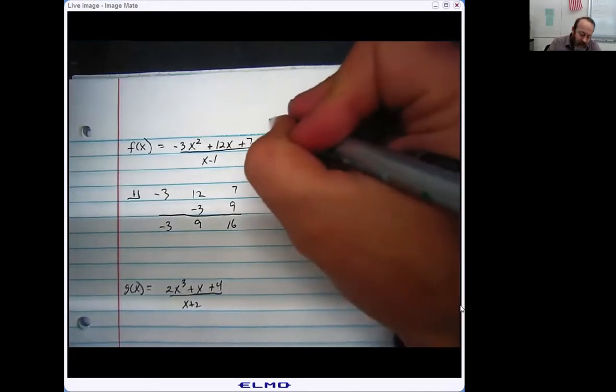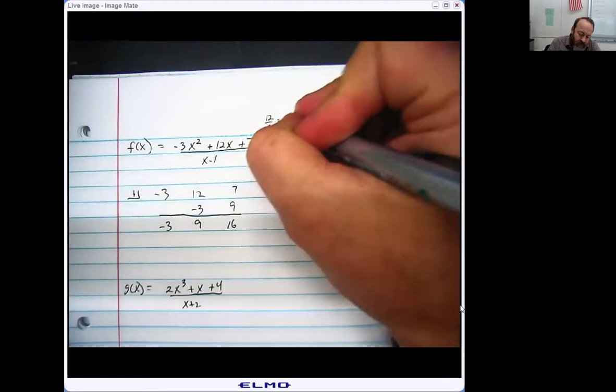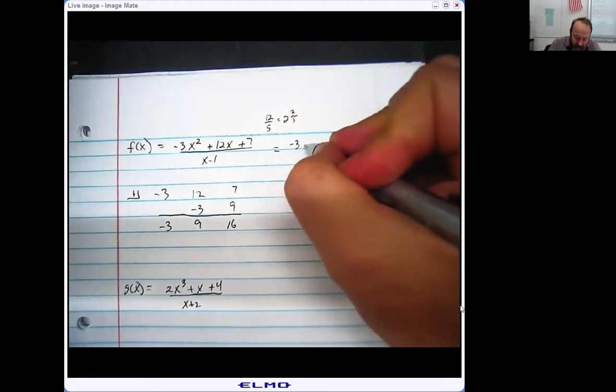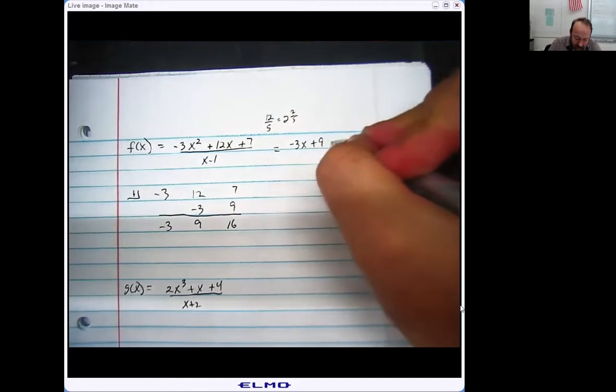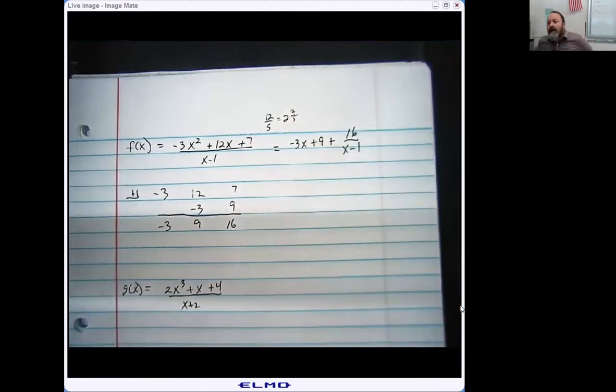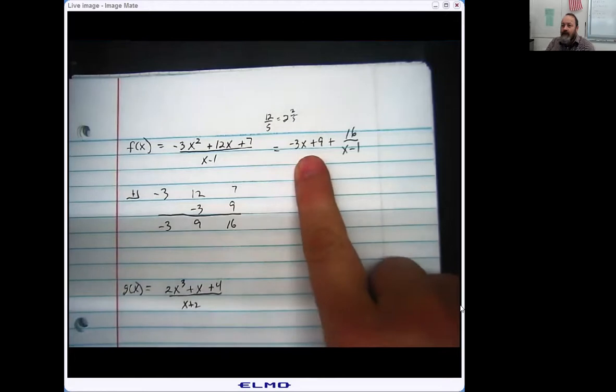Back in elementary school, if you said something like 12/5 was 2 2/5, what we could say is this divided in perfectly to negative 3x plus 9 plus 16 as a remainder over x minus 1. Now, what is significant to me about this, when we start dealing with what's called end behavior asymptotes, we're discussing what happens as x approaches infinity. In comparison to infinity, some of these things are not all that important, like 9 isn't compared to 3x.